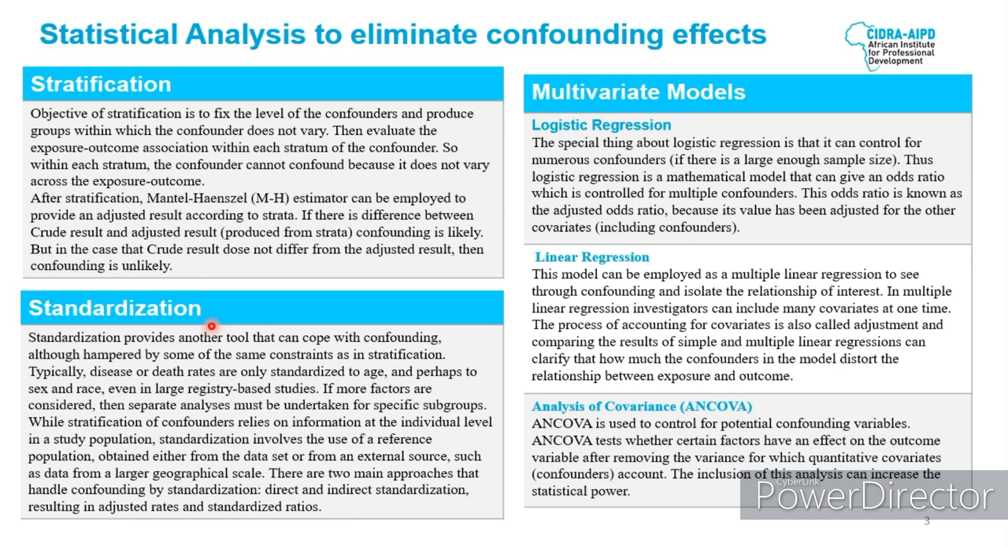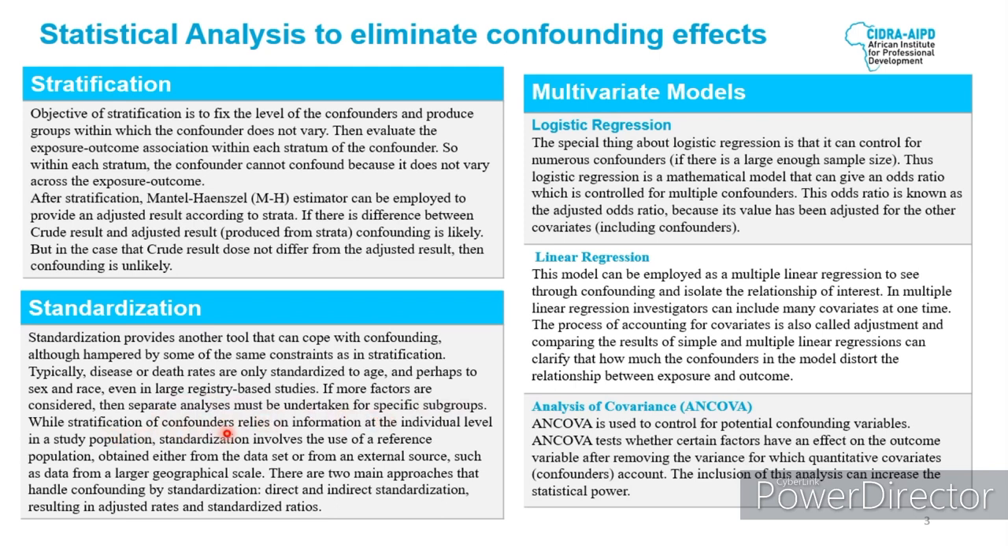The second one is standardization. Standardization provides another tool that can cope with confounding, although hampered by some of the same constraints as in stratification. Typically, disease or death rates are only standardized to age and perhaps to sex and race, even in large registry-based studies. If more factors are considered, then separate analysis must be undertaken for specific subgroups.